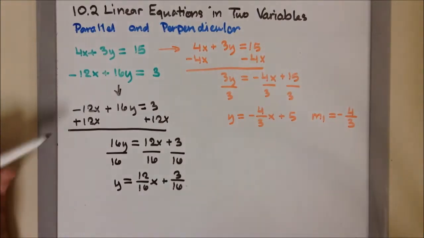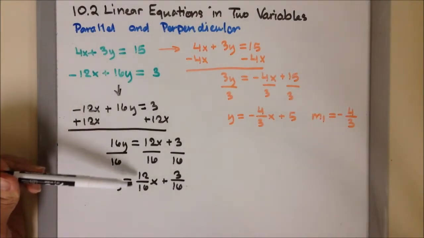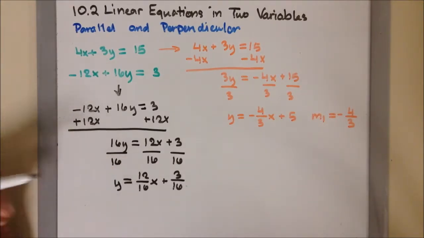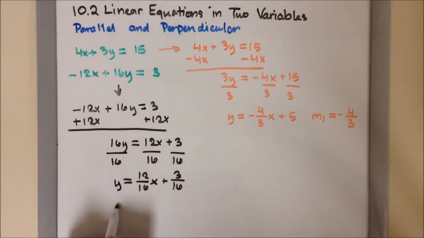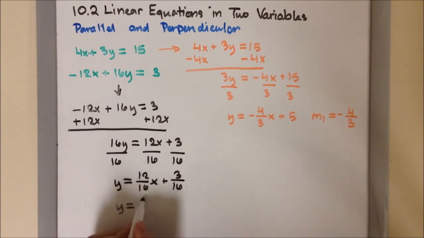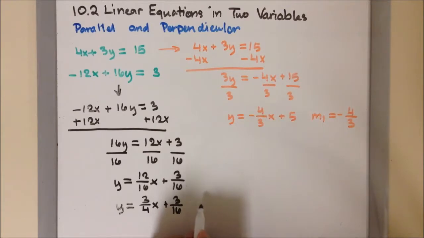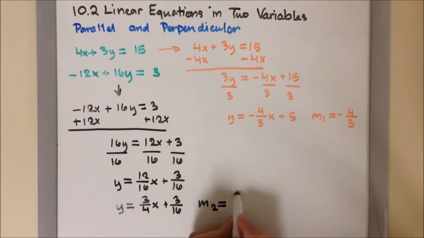And then I notice that I can simplify 12 over 16 by a factor of 4. So I'm going to divide top and bottom by 4. When I do that, I'm going to get y equal 3 over 4x plus 3 over 16. Don't mind the y-intercept. The main focus is the slope. So m sub 2, the slope for this equation is positive 3 over 4.